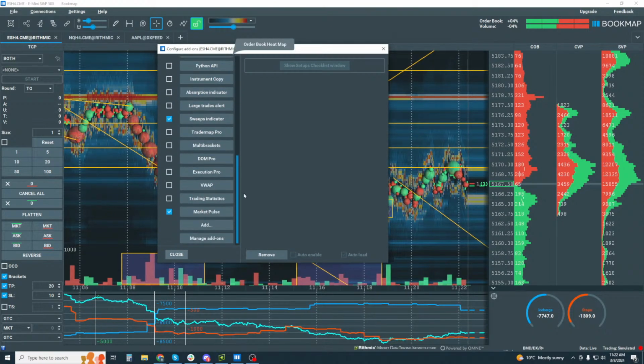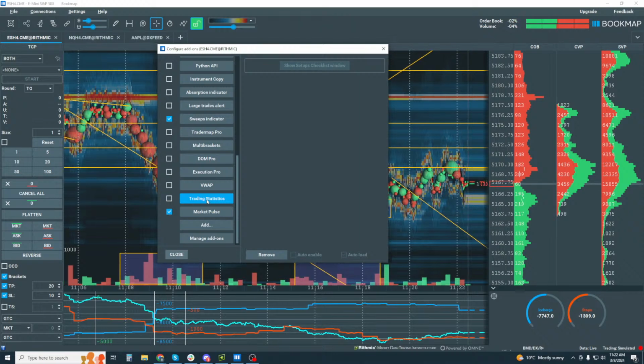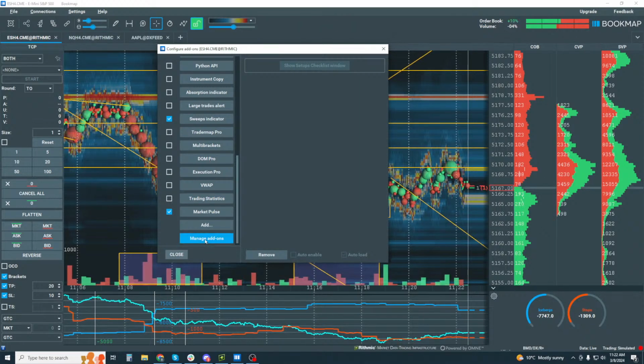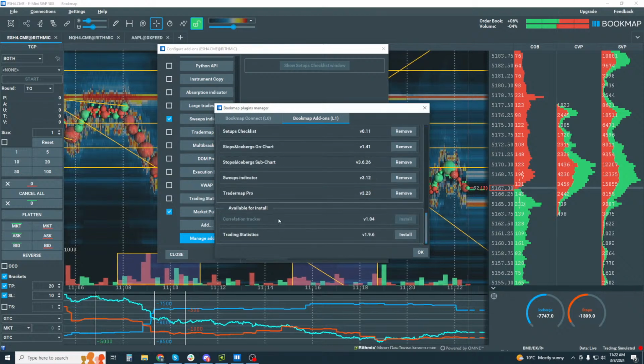You do have this in here as well in your add-ons, trading statistics. If you don't see it, go to your manage add-ons here, click on that, and you'll see it probably down here someplace.